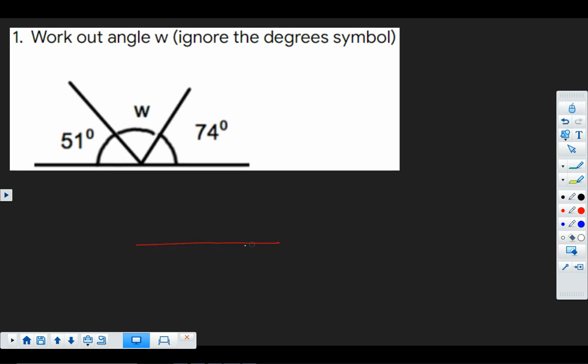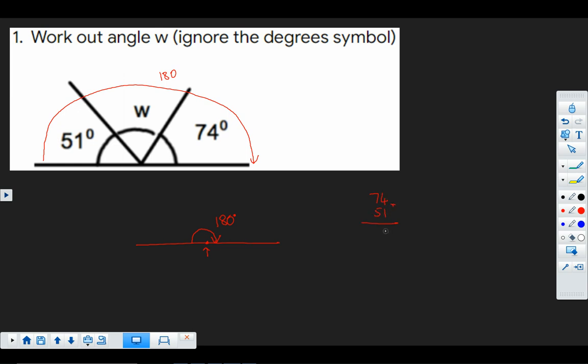A key piece of knowledge here is that our angles about a single point on a straight line sum to 180 degrees. So all these three here add up to 180. So what we need here is the bit that when added to 51 and 74 makes 180. So let's see what we've got there with 74 and 50.